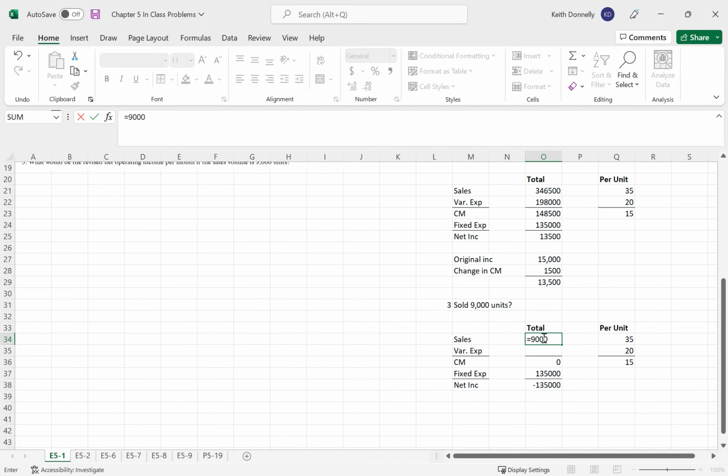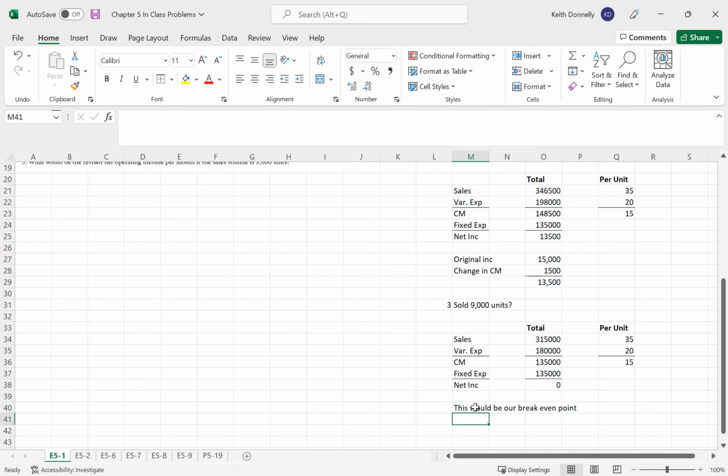So it's going to equal 9,000 times the 35, 315, equal 9,000 times the 20, 180, we're at 135. Oh, check it out, right? This is 0 down here. In other words, if we sold 9,000, this would be our break even point. That's exactly where, at the end of the day, we break even. We're at $0 of income. We don't make money, but we don't lose money, okay?